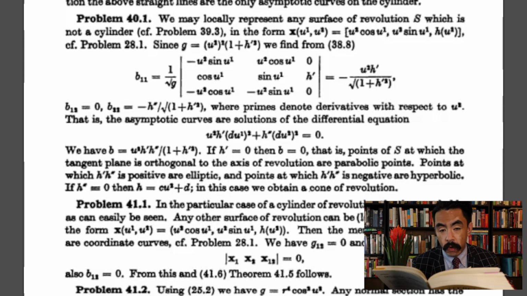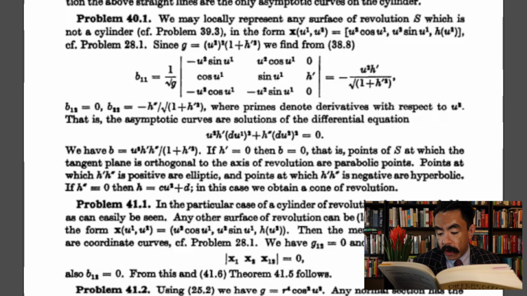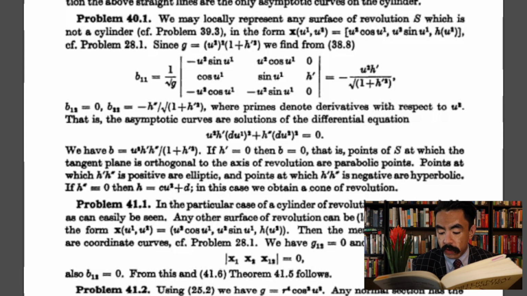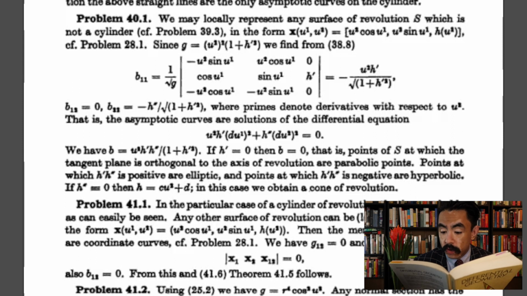This is all equal to, in other words, b_11 equals the negative fraction with numerator u2 times h prime over a denominator of the square root of the quantity 1 plus h prime squared. We also find that b_12 is equal to 0 and that b_22 is equal to negative h double prime over the square root of the quantity 1 plus h prime squared, where, of course, primes denote derivatives with respect to u2. That is, the asymptotic curves are solutions of the differential equation u2 h prime du1 squared plus h double prime du2 squared equals 0.